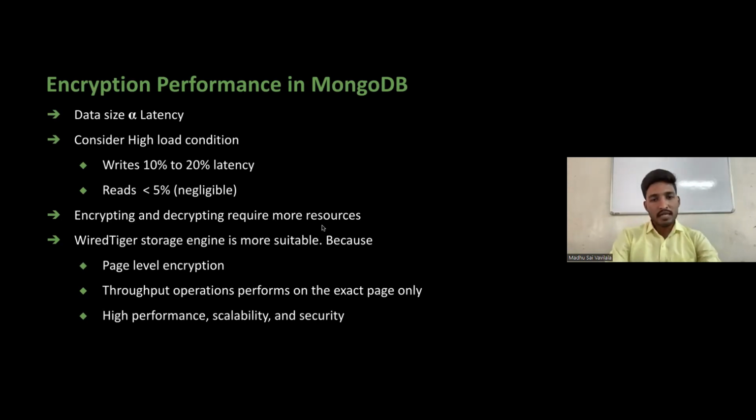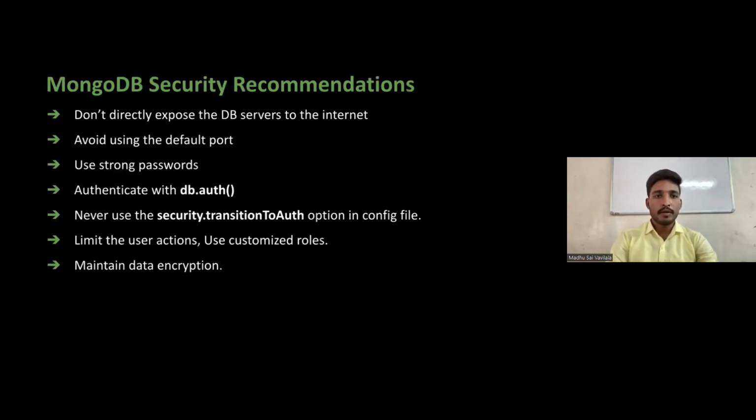Encrypting and decrypting requires more resources. The WiredTiger storage engine is most suitable for queryable encryption because page level encryption will happen and operations will be performed on the particular pages only. It adds high performance, scalability and security for MongoDB.